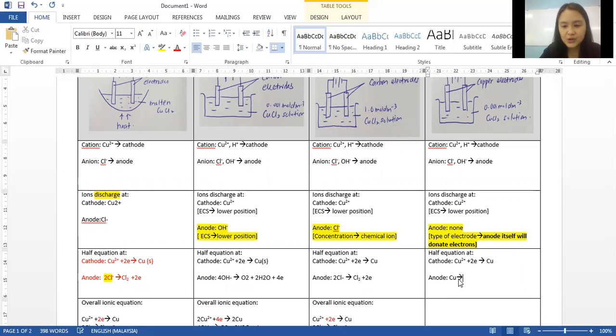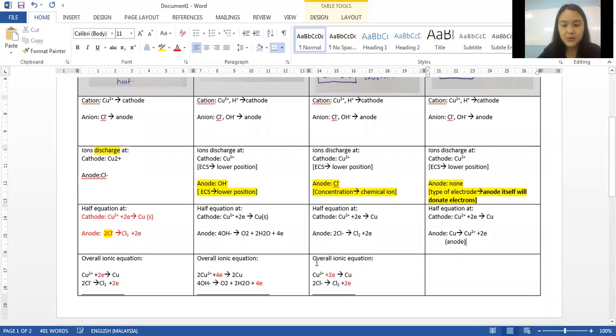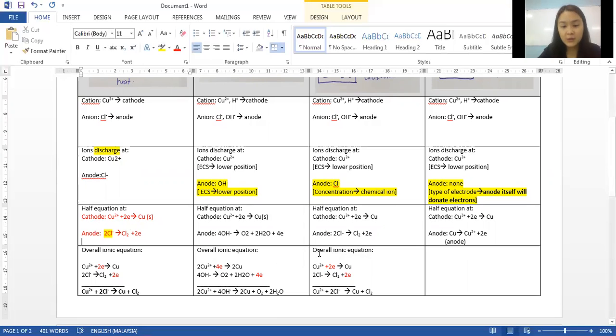So the anode donates electrons, so Cu will donate electrons. We all understand that when Cu donates electrons, it always donates 2 electrons, and it turns itself into the ion Cu2+. So this is what happened at the anode. Remember, the Cu is the anode itself, so the anode itself donates electrons and it forms Cu2+. Now, the next thing is we need to do the overall ionic equation.